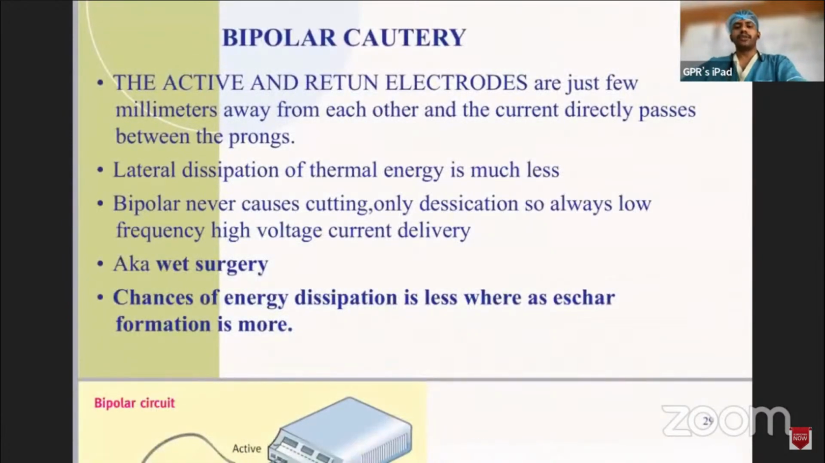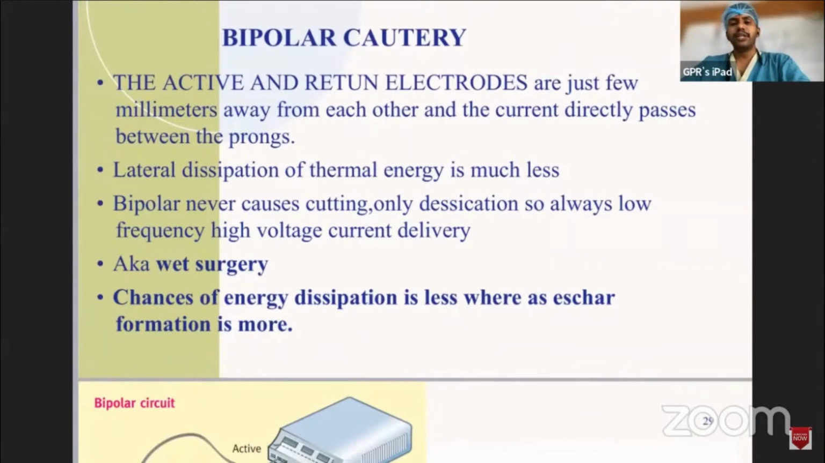There are few advantages of monopolar over bipolar. Monopolar current can be kept over any person. It can be used in a local surface also. But whereas bipolar, it has even more better advantages, stating the active and passive or return electrodes will be just few millimeters away, just like prongs what we used to hold, and there is no lateral dissipation of energy, and the reverse current will go back to the electrode through the same channel.